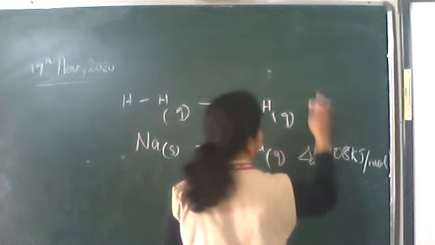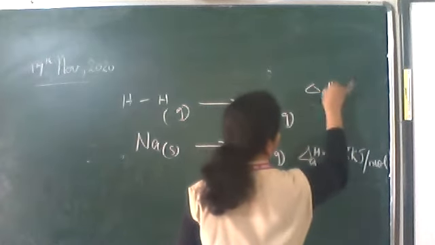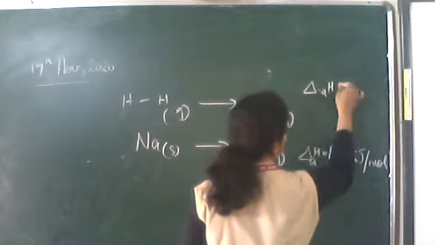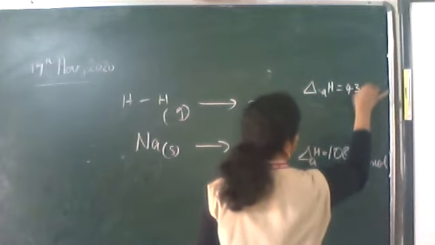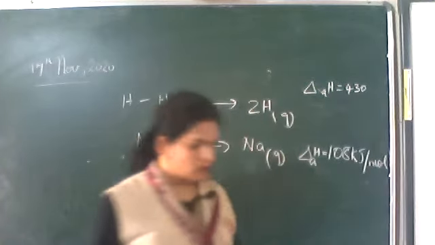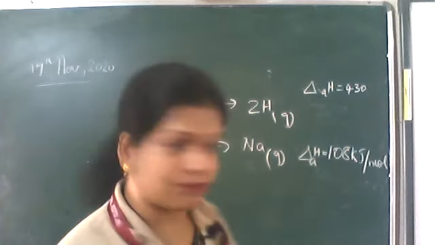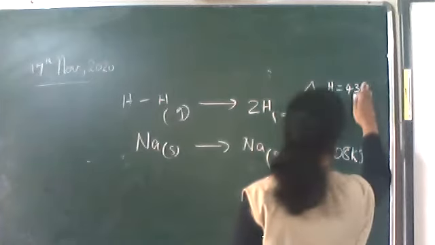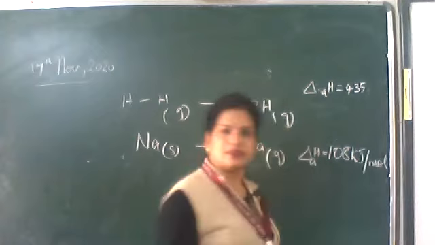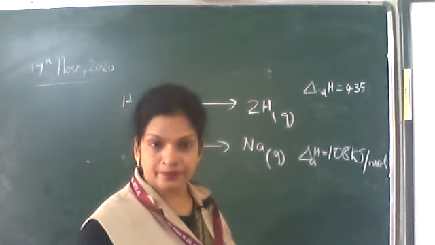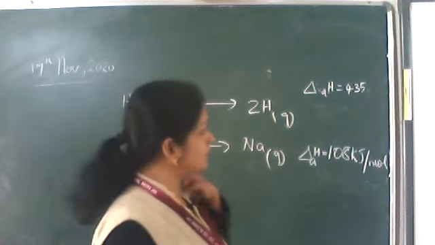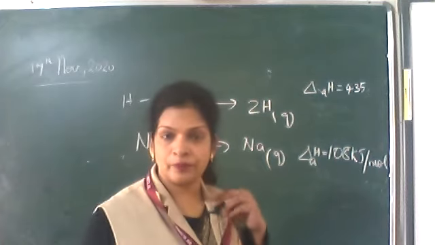Here delta H, that is 430 kilojoules per mole. Or if it is given 435, then it is 435. So in some numericals they give 435, some numericals they give 430. So for 435 means 435 kilojoules per mole.